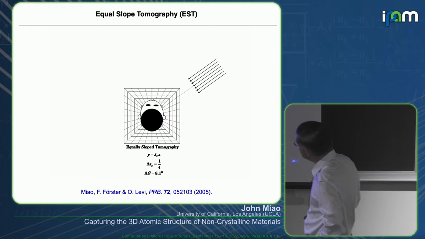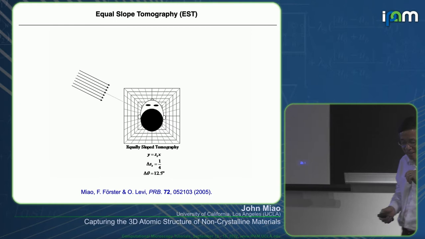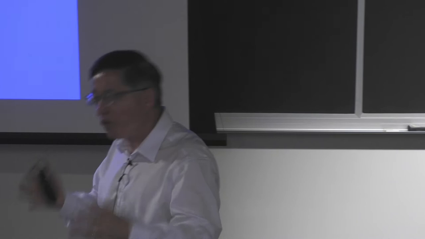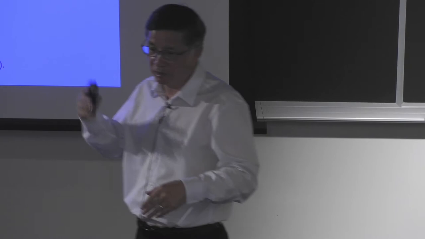Why equal slope tomography? Because when I was at Stanford, I asked one of my associates, I want a polar fast Fourier transform, because FFT is from a Cartesian coordinate to a Cartesian coordinate. I said, please find out whether there is a polar fast Fourier transform. Then we can solve the problem. We can use an iterative algorithm. And he did some search and found it.